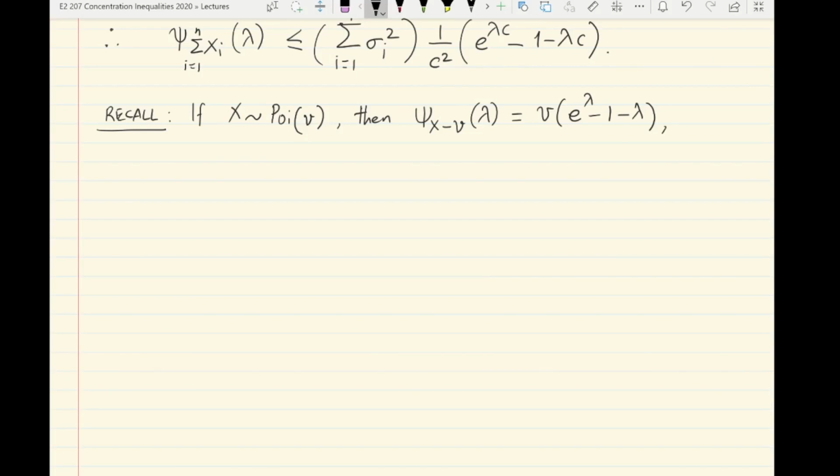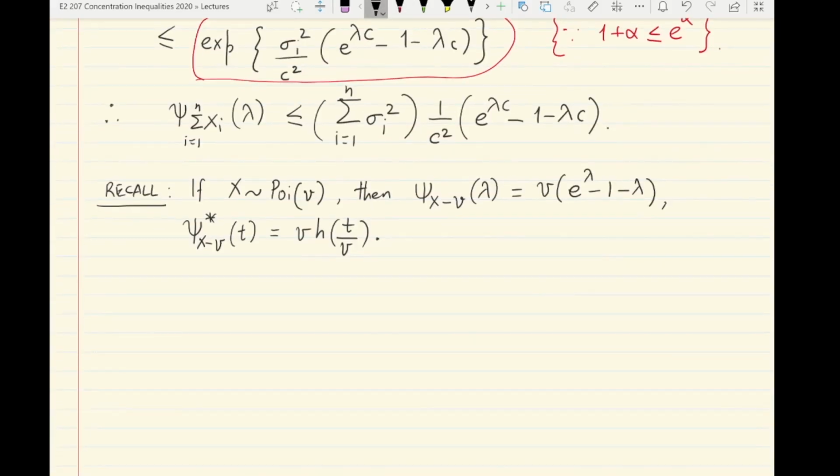And its dual function, psi x star, its Cramér transform of the centered Poisson random variable, is v times h of t by v, where h of x is basically the same function h, 1 plus x log 1 plus x minus x. So this is a fact about the tail of a Poisson random variable, or the moments of a Poisson random variable, and we can now do some pattern matching here.